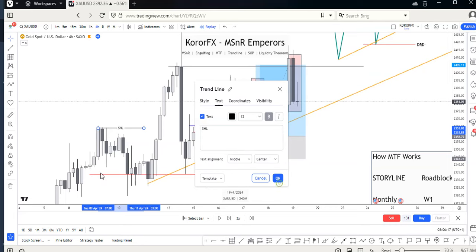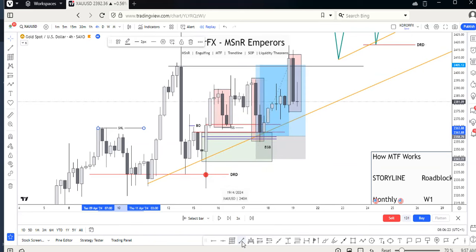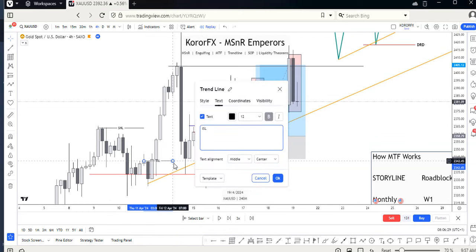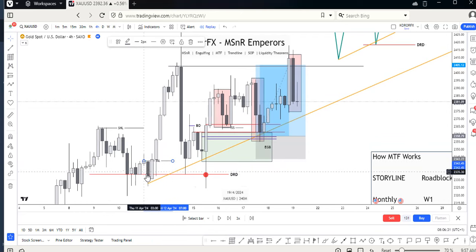HSL. Why? Because buyers have the same power as the sellers. But this level, this breakout, this one is ISL, okay? Why? Because these sellers and these buyers are not the same. So it's like internal breakout and external breakout. Same like that, you got it. That's all.